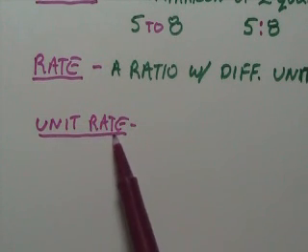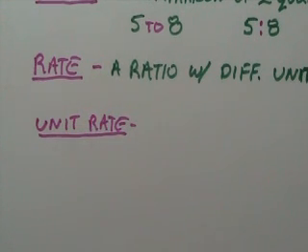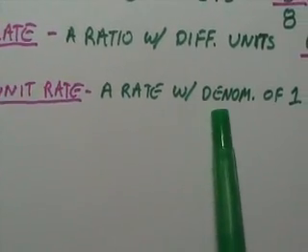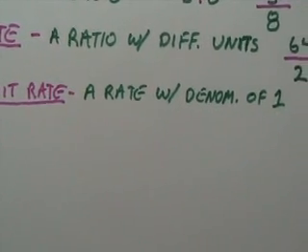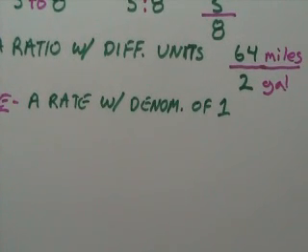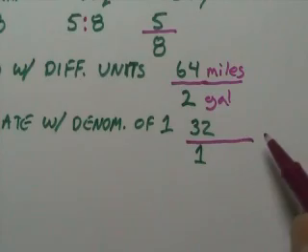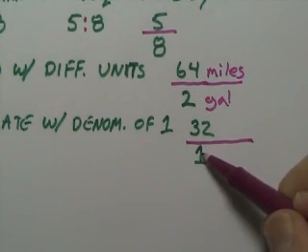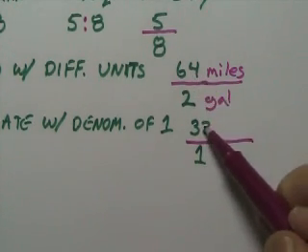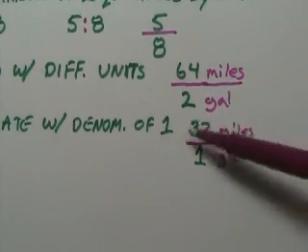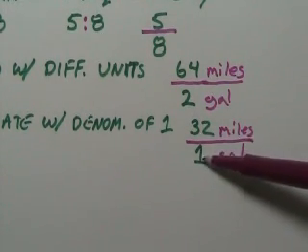What is a unit rate? Well, unit rate is a rate with a denominator of 1. It's a rate with a denominator of 1. So for example, if I reduce this one up here, this would be 32 miles per 1 gallon, right? 2 goes in there once, 2 goes in there 32. So 32 miles per 1 gallon. So a unit rate is a rate, but with 1 in the denominator.